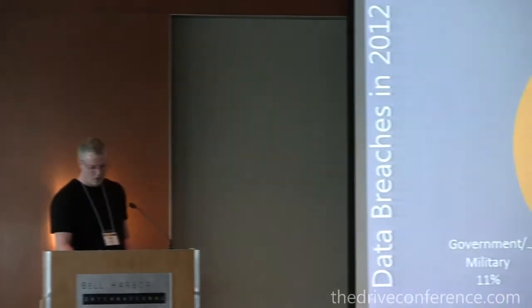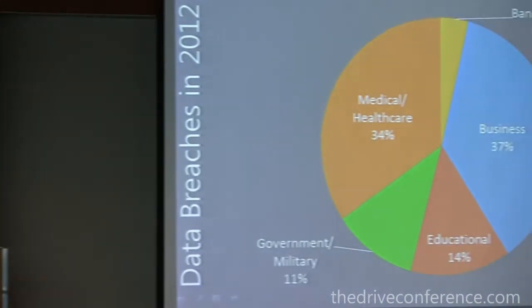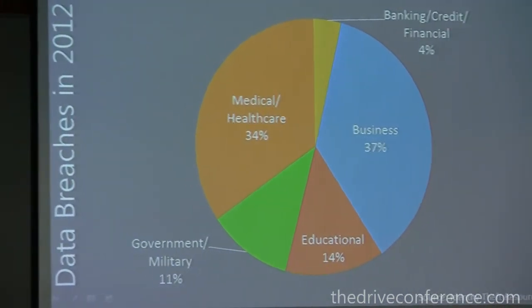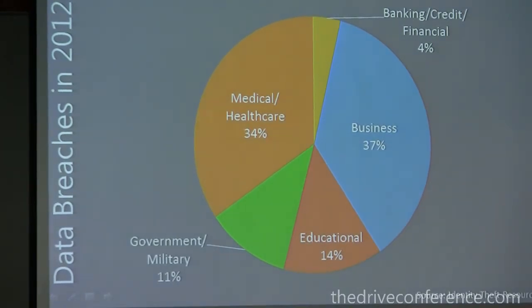What we're looking at here are the publicly reported data breaches per sector in 2012, according to the Identity Theft Resource Center. They report that over 17 million records were exposed as a result of data breaches last year. And note, this is only what was reported by the organization or in the media, so you can only imagine what's unreported.